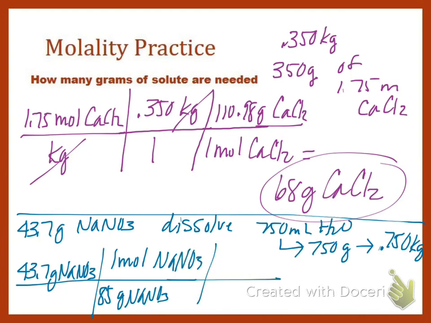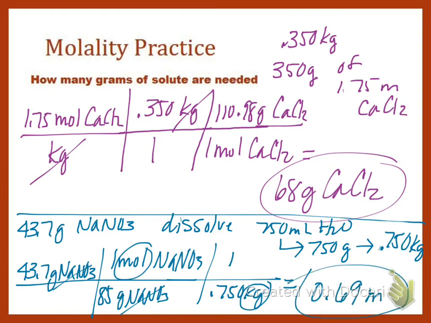So I've got rid of grams. I'm in moles on top, which is what I need. So I'm going to divide by the 0.75 kilograms. Now I've got kilograms on the bottom like I need. So 43.7 divided by 85 and then divide by 0.750. So I get 0.69 molal of sodium nitrate. Okay?